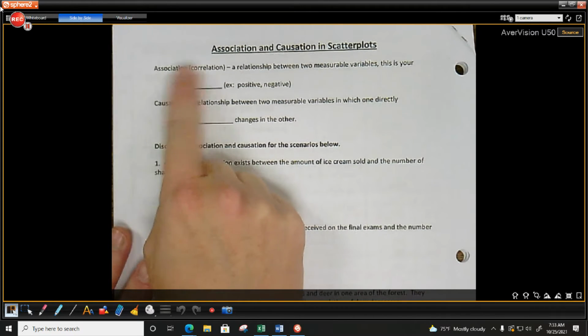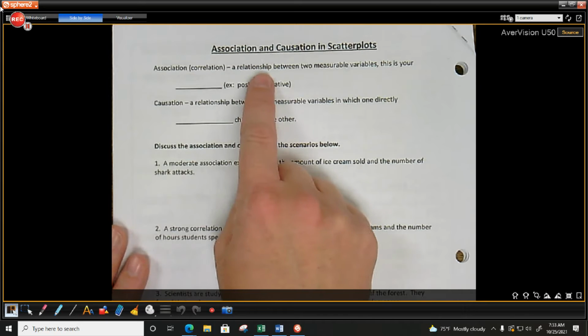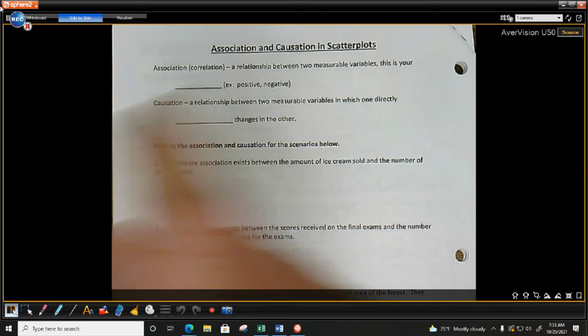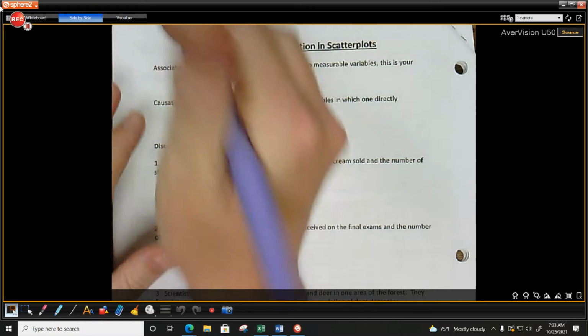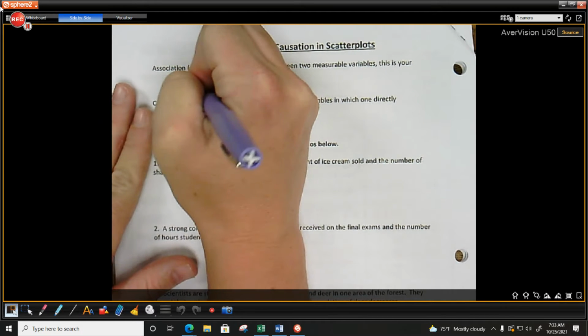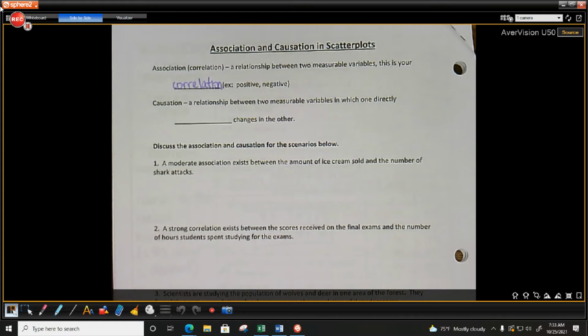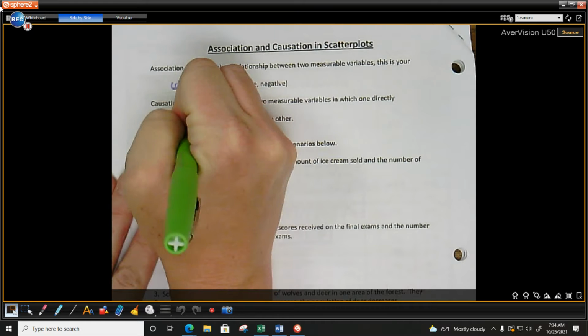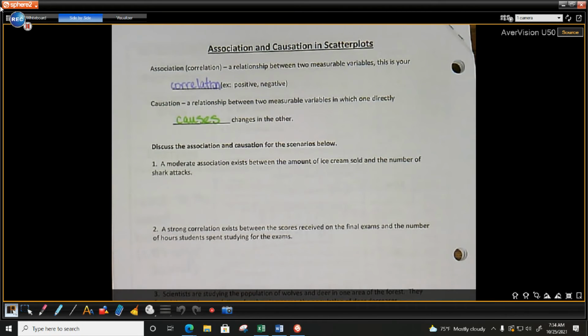Association, which is another word for correlation, is a relationship between two measurable variables. This is your correlation, and it's either positive or negative, or no correlation. And then causation is a relationship between two measurable variables in which one directly causes changes in the other. So we're going to read these situations and determine if this is correlation or if it's correlation and causation.